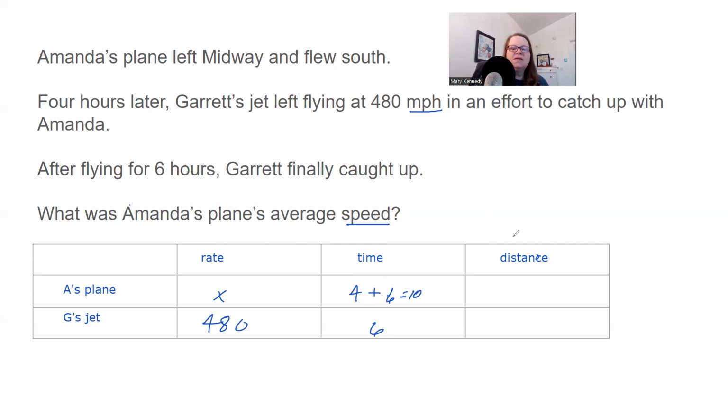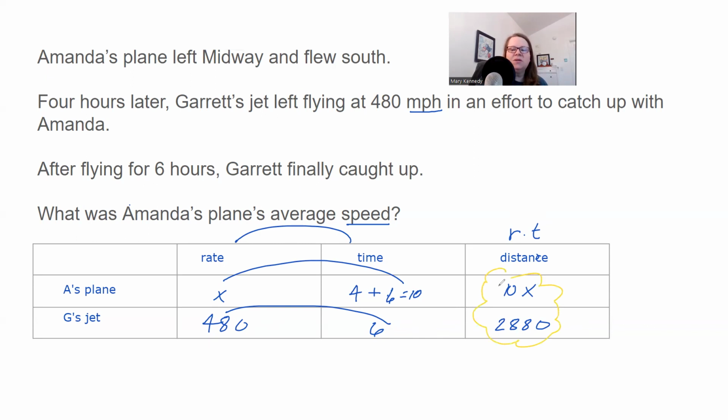And then the distance is rate times time. So X times 10, that's 10X. And 480 times 6, I don't just know that, but I did do it earlier. It is 2,880. Now the question is, how do we use these values? We've got some good information here.